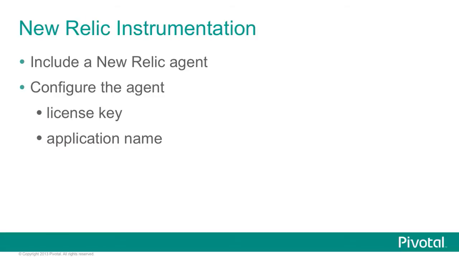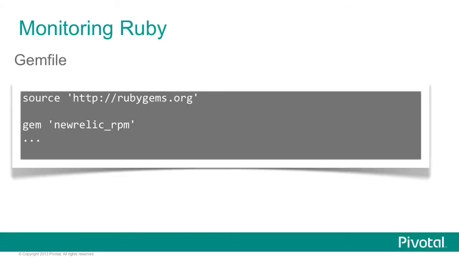So what do you need from an application perspective if you want New Relic instrumentation in your application? There are two main things that you need. One is you need to include a New Relic agent in your application. And the other thing is you need to configure that New Relic agent. And the two main pieces of data the New Relic agent needs are a license key and the name of your application, so that it can give you a nice dashboard that lists all of the applications that you're having New Relic monitor. So let's see what that looks like for a Ruby application.